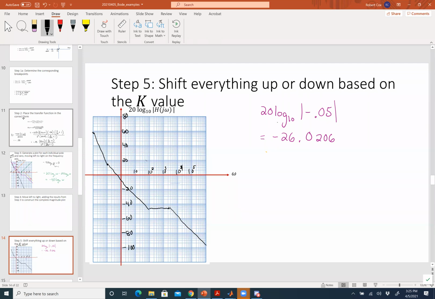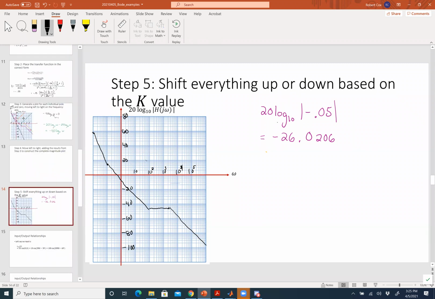Okay, so 10 to the 0 is 1, right? 10 to the 0 is 1. So what's the difference between a pole at 0 and a pole at 1? Oh, infinitely many decades.